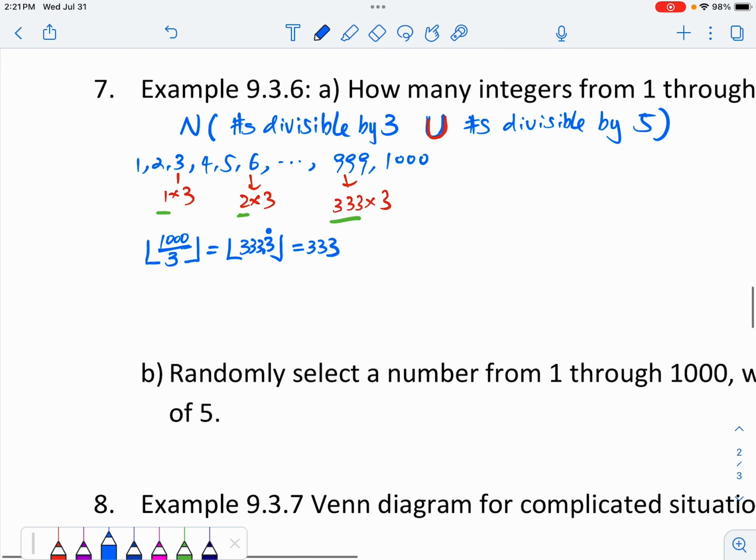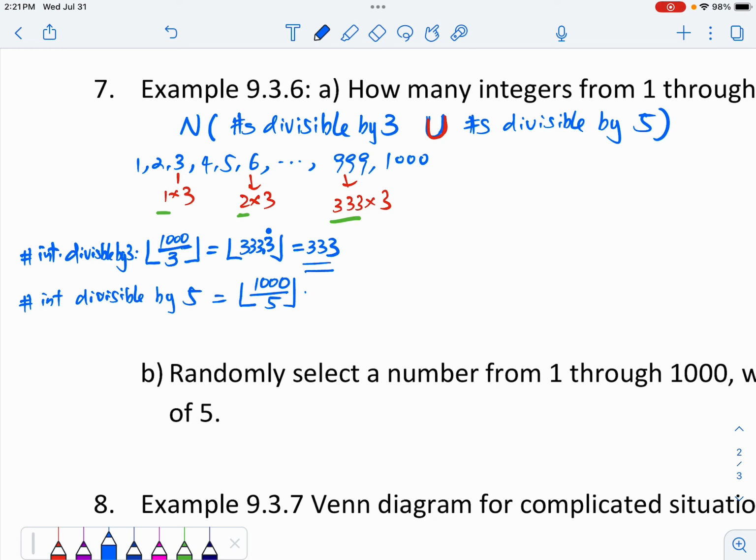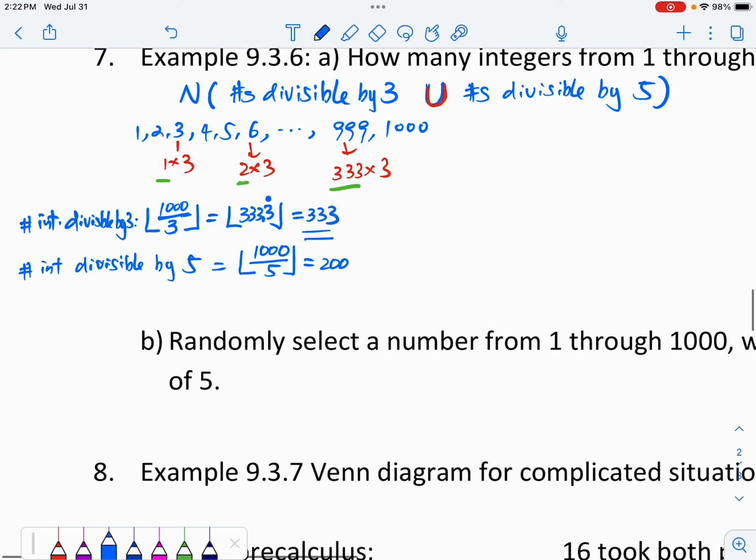That's the number of integers divisible by 3. Okay, that's that number. Similarly, the number of integers divisible by 5 would be, so you take the floor function of 1,000 divided by 5, because it's just an even number, it's 200 even, so therefore it's going to be 200.